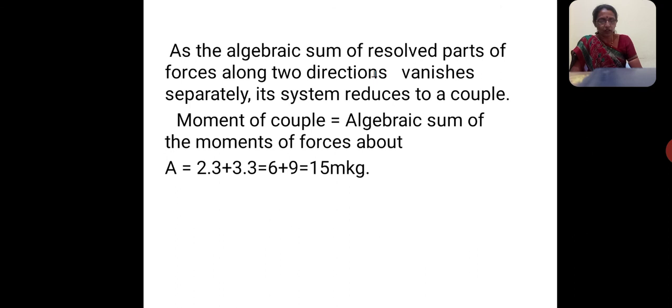Therefore, the moment of the couple equals the algebraic sum of the moments of forces about A, equal to 2 into 3 plus 3 into 3, that is equal to 6 plus 9, that is equal to 15 meter kg.